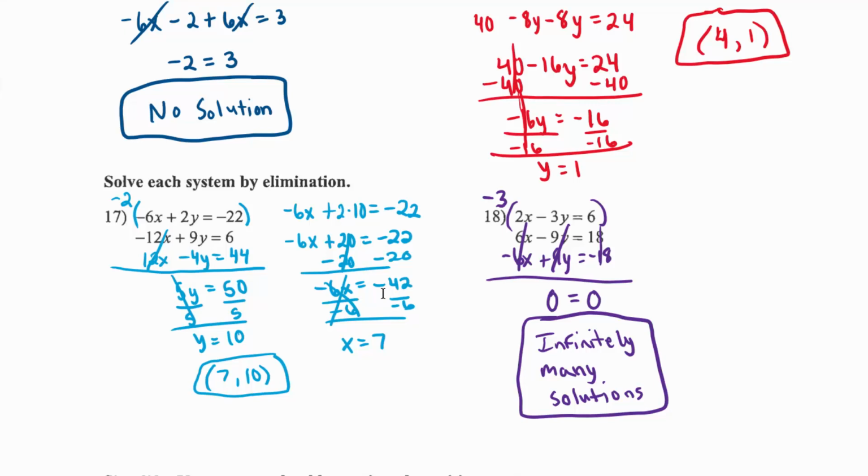The teachers I know also like infinitely many solutions as the phrase, because what's happening here is there are a lot of points that work for this. Infinitely many points work for this set of equations. Not every single point you can think of, not like 0, 0 wouldn't work, for instance, because when you plug it in, you'd get 0 equals 6. So that doesn't work, but there are a lot of points that do work.